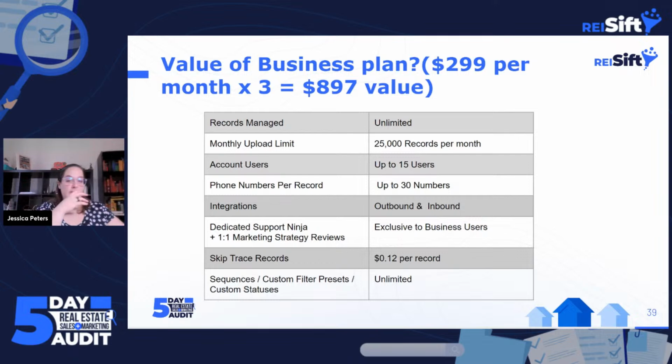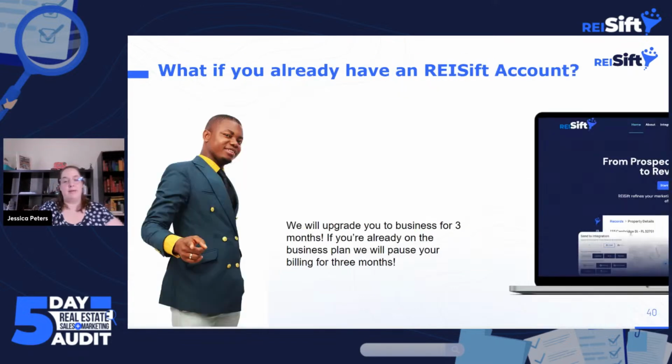You can have up to 15 users. Each record can have up to 30 numbers. Your integrations can be inbound and outbound. You have those exclusive one-on-one calls that I was talking about with support calls, strategy calls, onboarding calls. Skip tracing is our lowest rate, and any of our customizations like sequences, filter presets, statuses, Sift line boards, all of that is unlimited on the business plan.